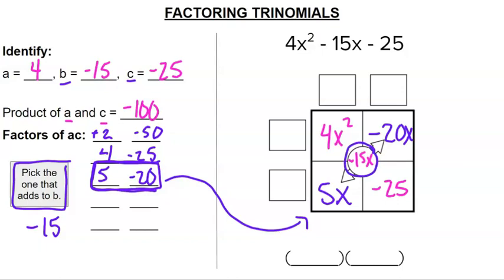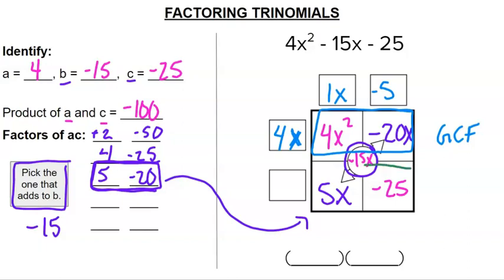And now we are going to do our greatest common factor. So 4x squared and negative 20x, what's our greatest common factor? 4 does go into both of those. So 4x, 4 times 1 makes 4, x times x makes x squared. 4 times negative 5 makes negative 20, and we already have the x here.